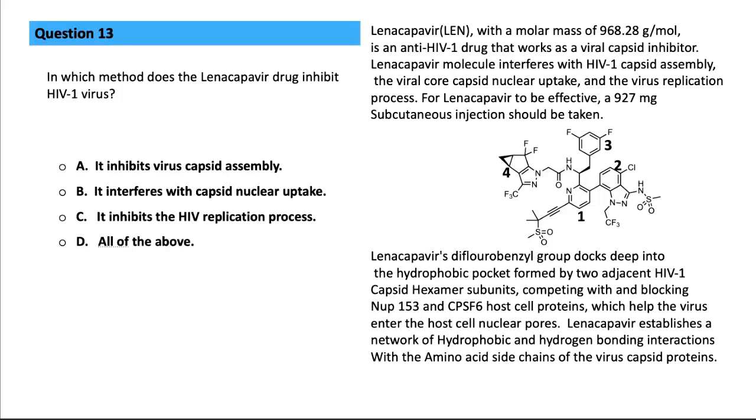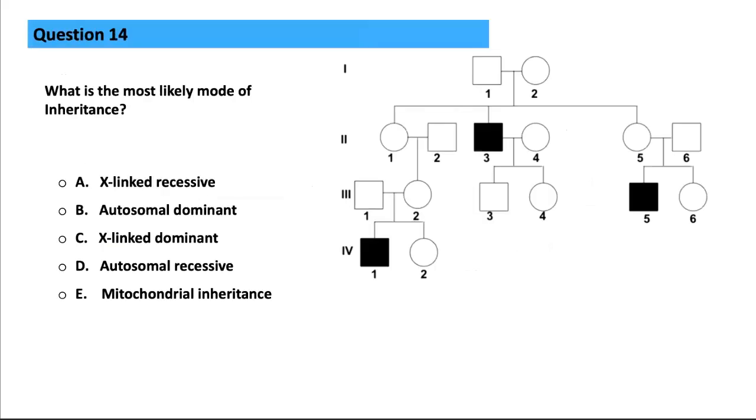Let's go to question 13. By which method does the lenacapavir drug inhibit HIV? Choice A, Choice B, and Choice C have been mentioned in the first paragraph. Therefore, the answer is all of the above, Choice D.